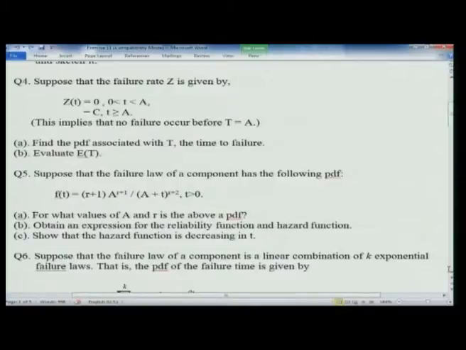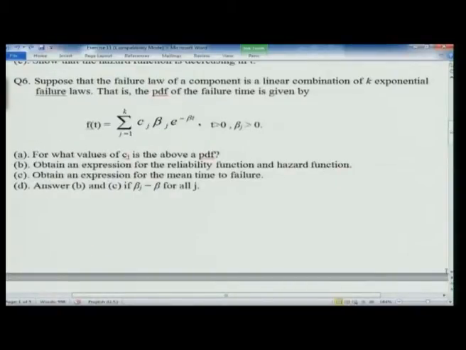Anyway, now you can do this, and then you can obtain an expression for the reliability function and hazard function, and show that the hazard function is decreasing in t. I will let you do this problem. Now, question 6. Suppose that the failure law of a component is a linear combination of k exponential failure laws. That is, the PDF of the failure time is given by f of t equal to the sum over j from 1 to k of c j beta j e raised to minus beta j t, where beta j for all j is positive. For what values of c j is the above a PDF?